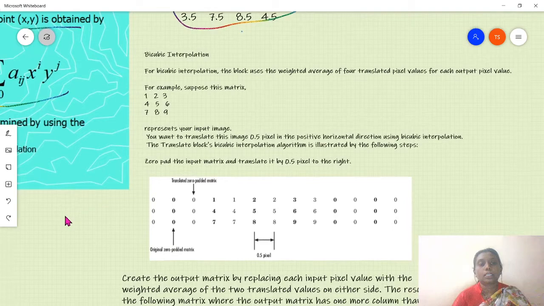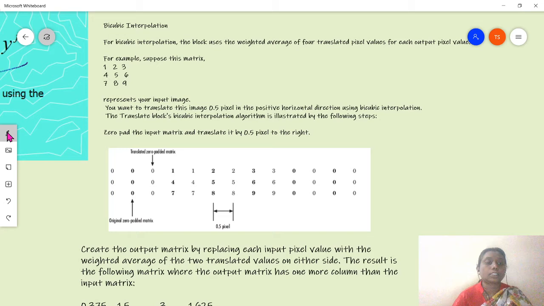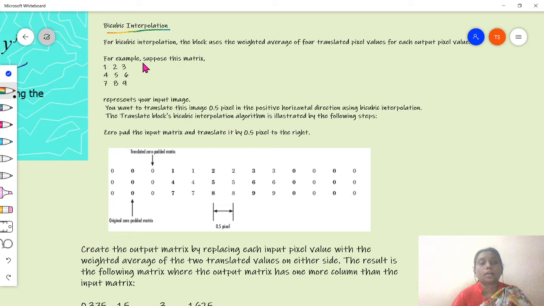Pay your attention to the example of the bicubic interpolation technique. Here, this is the input image we are using. The block uses the weighted average of 4 translated pixel values for each output pixel value. If you want to translate this image by 0.5 pixels in the positive horizontal direction using bicubic interpolation, first we have to pad zeros to the input matrix and then translate by 0.5 pixels to the right side.